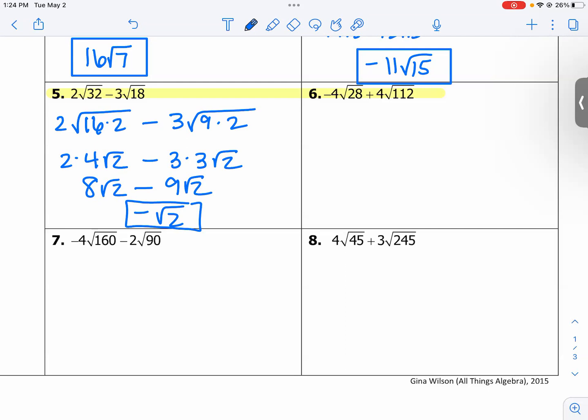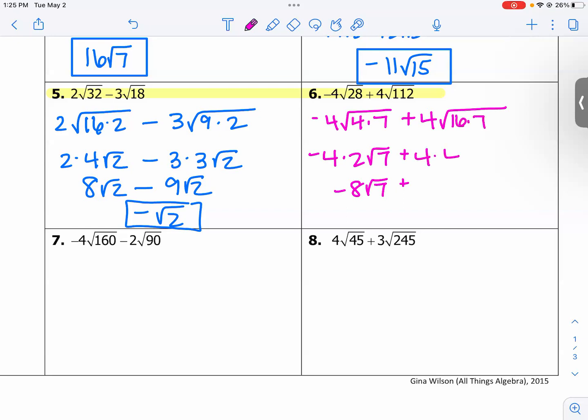Okay. Sophia, what do I put instead of 28? 4 times 7. So we have negative 4 times 2 radical 7, which is negative 8 radical 7. Instead of 112, Preston, what should we do? Okay, so we have 4 times 4 radical 7, which is 16 radical 7. So negative 8 radical 7 plus 16 radical 7 is 8 radical 7.